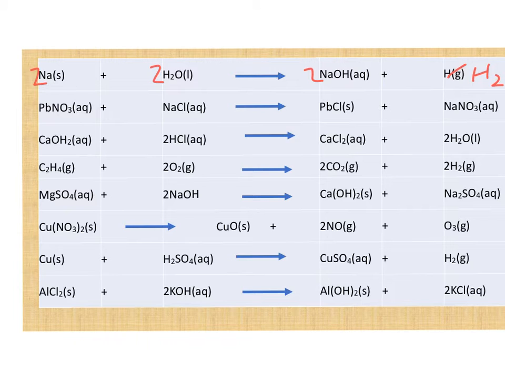For the next one, lead does not form a charge of +1, it only forms +2. That's a little bit tricky, particularly if you just started the course. This is going to be PbNO3 and this will be PbCl2, and then you need to balance that with a 2 in front of the NaCl and a 2 in front of the sodium nitrate.